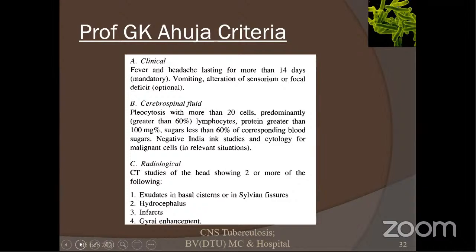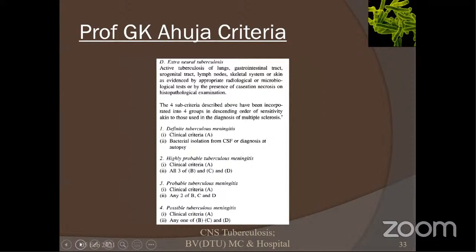CT studies of head showing two or more of the following: exudate in basal cisterns or Sylvian fissures. Just observe this. We had a case where we had problem in diagnosing because it was involving Sylvian fissure, hydrocephalus, infarcts, and gyral enhancement. So there is extraneural tuberculosis which you have to look for in lungs, GI tract, urogenital tract, lymph nodes, skeletal system, and skin, as evidenced by appropriate radiological or microbiological tests. So then you can categorize them into definite, highly probable, probable, and possible tuberculous meningitis.